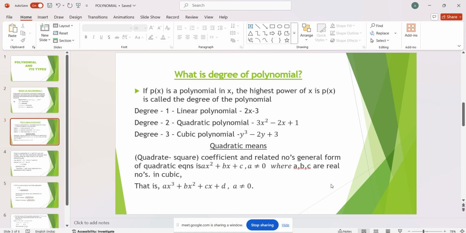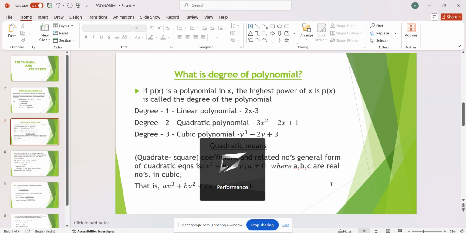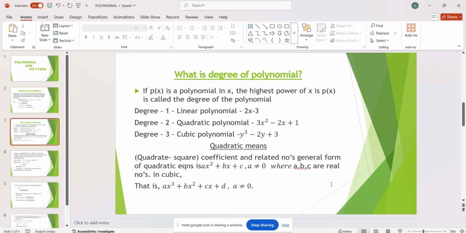The next topic, the degree of a polynomial. Degree means, if p of x is a polynomial in x, the highest power of x in p of x is called the degree of the polynomial. Example, in the quadratic ax square plus bx plus c, x square has degree 2, x has degree 1, and then there is the constant. The x square degree is the highest, so that is called the degree of the polynomial. The highest degree in any polynomial is called the degree of the polynomial.